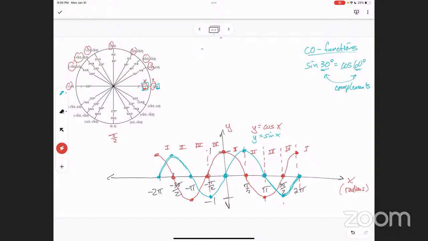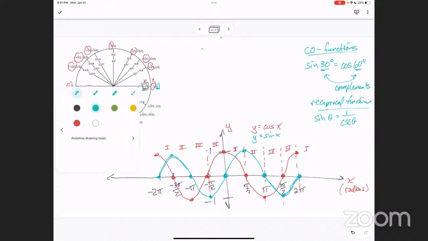So the question is, why are they reciprocals? Well, those are reciprocal functions. So the co-functions are sine and cosine. Reciprocal functions, that's just what they're defined as. The sine of theta is equal to the reciprocal of the cosecant of theta. That's just what it is. They're just defined that way. That's stupid. Whatever.